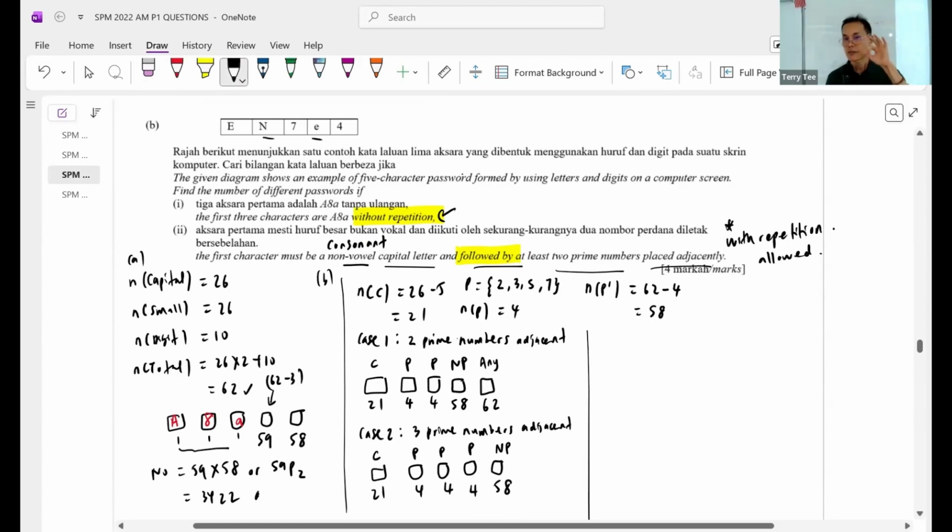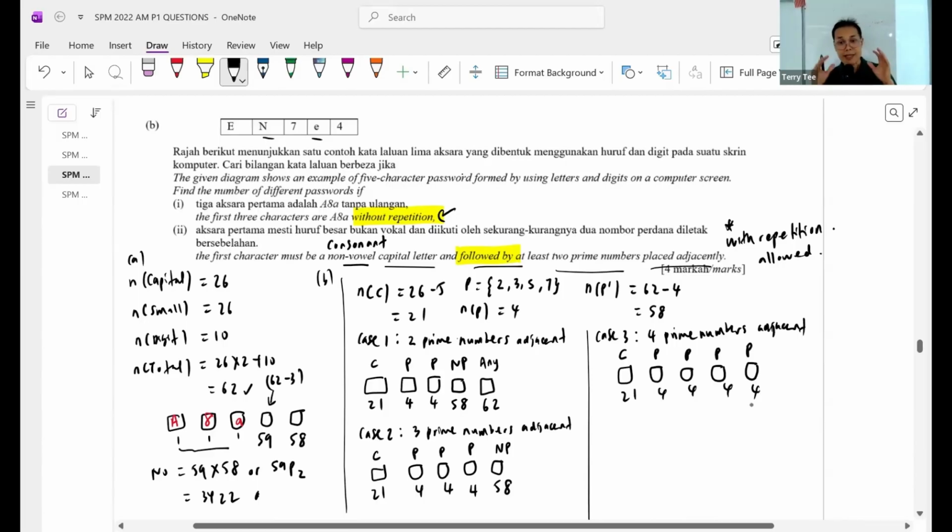Third case, case number 3. So you can have 4 prime numbers that are adjacent. Okay, so we draw 1, 2, 3, 4, 5. So this is consonant, prime, prime, prime, prime. So this one is easy: 21, 4, 4, 4, 4. Okay, now let's add them together.